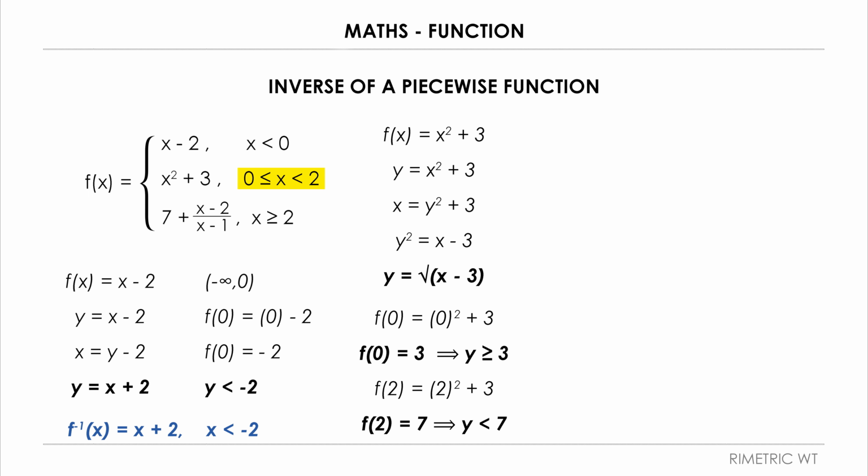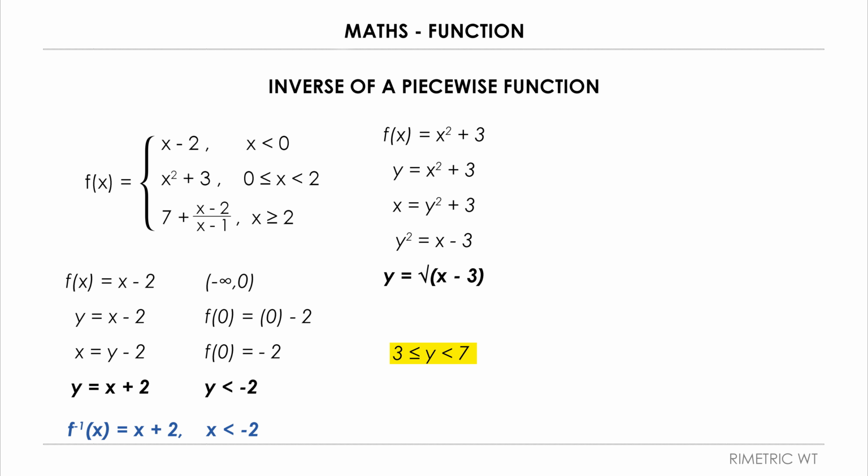Since x equals 0 is included, but x equals 2 is not included, the range of this piece will be 3 is less than or equal to y, and y is less than 7. And make sure x minus 3 is greater than or equal to 0, since negative numbers are not defined in the square root function. Here, our lower boundary is 3, and square root of 3 minus 3 will be square root of 0. Therefore, the inverse piece will be f inverse of x equals square root of x minus 3, when 3 is less than or equal to x and x is less than 7.